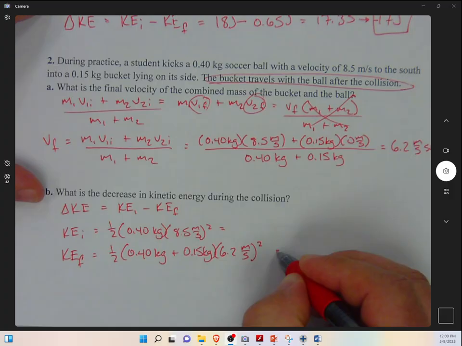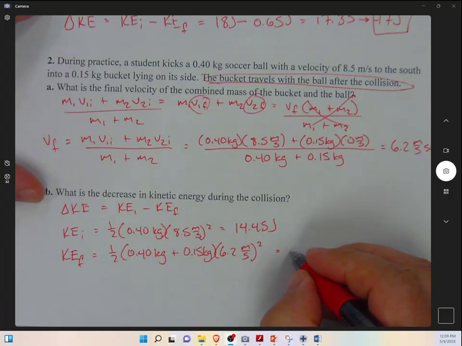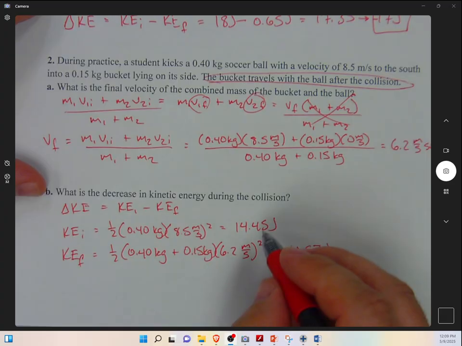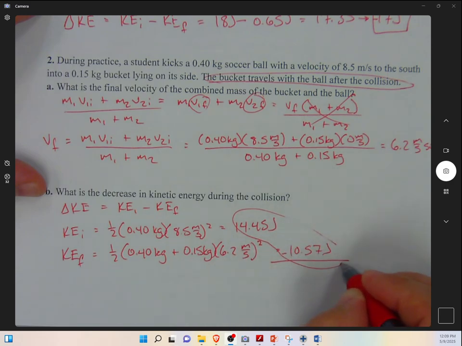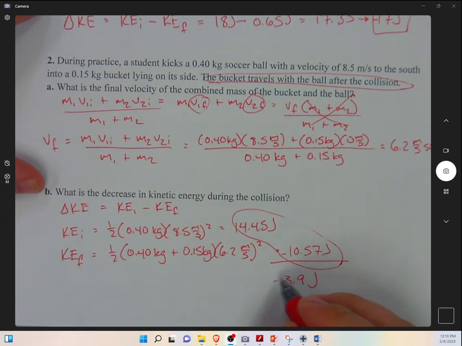So when I move these through the calculator, I'm going to get 14.45 joules, and then I'm going to get about 10.57 joules. Okay? What is the subtraction from these bad boys right here? You're going to get about 3.9 joules. So you're going to get a decrease of 3.9 joules.